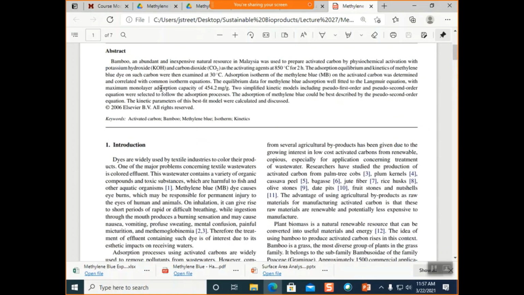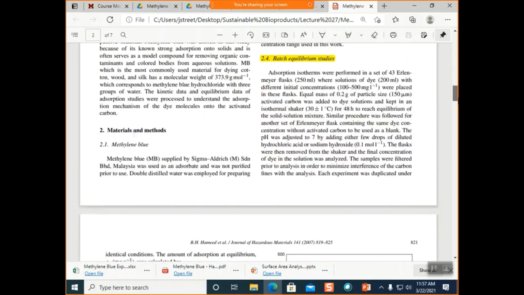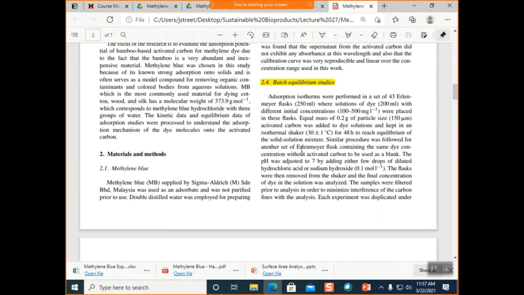They said we've got an adsorption capacity of 454.2 milligrams of methylene blue that can be adsorbed on 1 gram of activated bamboo char. So how did they get to that number using methylene blue? Well, that's what we're going to look at today, how they got to that number. So if you're ever wanting to know how well your adsorbent works, we can do that. So first of all, to get that number, you really need to look at the equilibrium study.